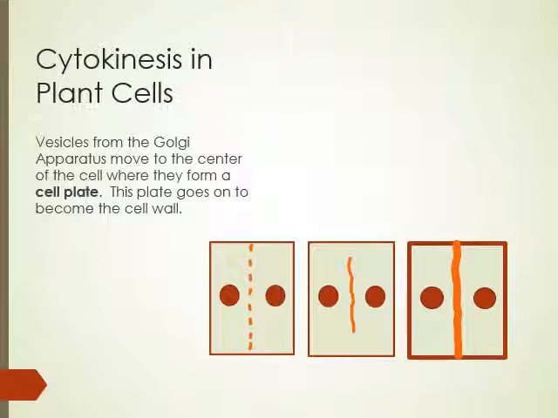The Golgi apparatus begins to ship proteins to the center of the cell. These proteins are usually used to build a cell wall. So what happens is you start to build teeny tiny bits of a cell wall that begin to unite until they form a plate, and then that plate goes all the way across to form a wall.